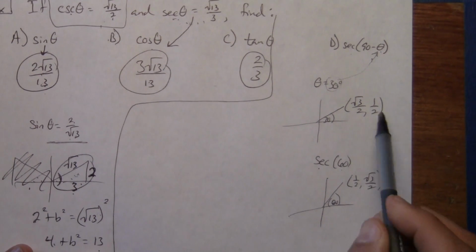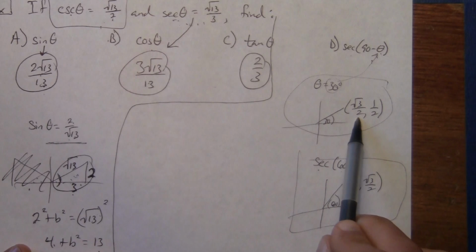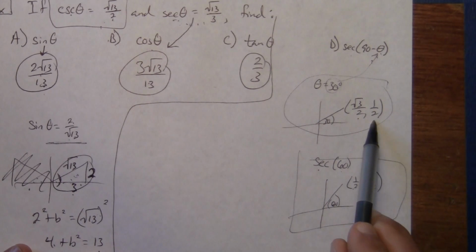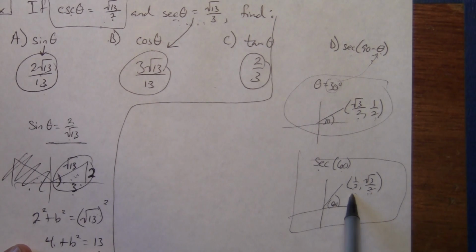Now notice what's happened. This is my original. Here's what they're asking me to find. Look at the x value. Look at the x value here. Look at the y value. Look at the y value. Notice that these two have switched places.